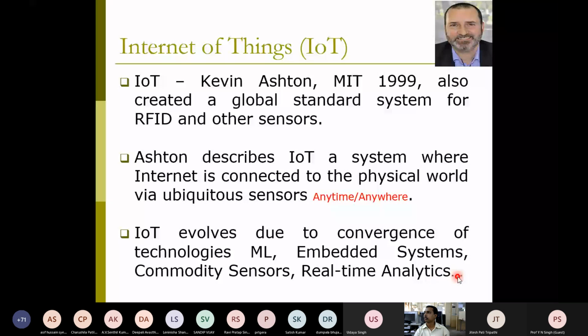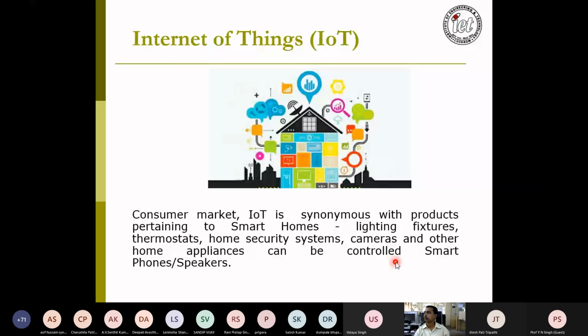From the consumer market point of view, IoT is popular because it makes our living smarter. We can start with making the home smarter, or smart homes, where all appliances like lighting fixtures, thermostats, home security systems, cameras, and speakers can be controlled. Because of such facilitation to the individual, family, or society, the growth and interest in the Internet of Things grows.